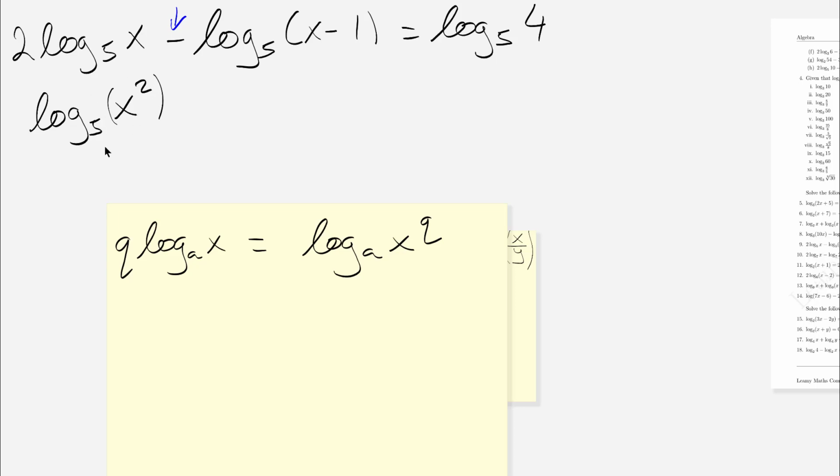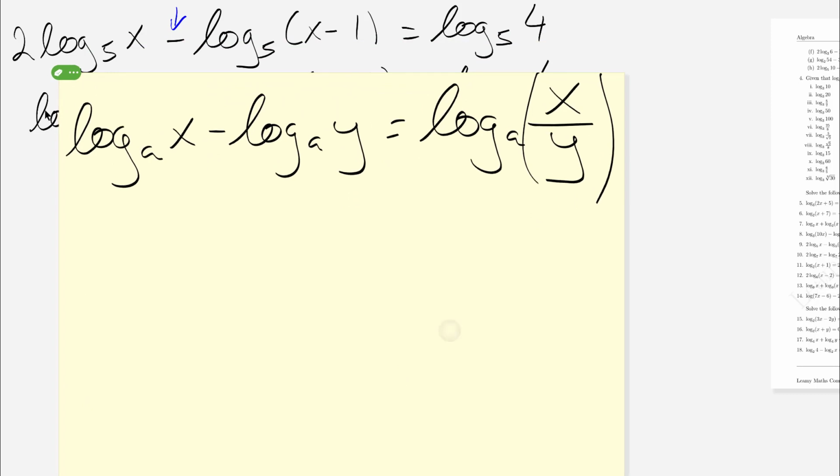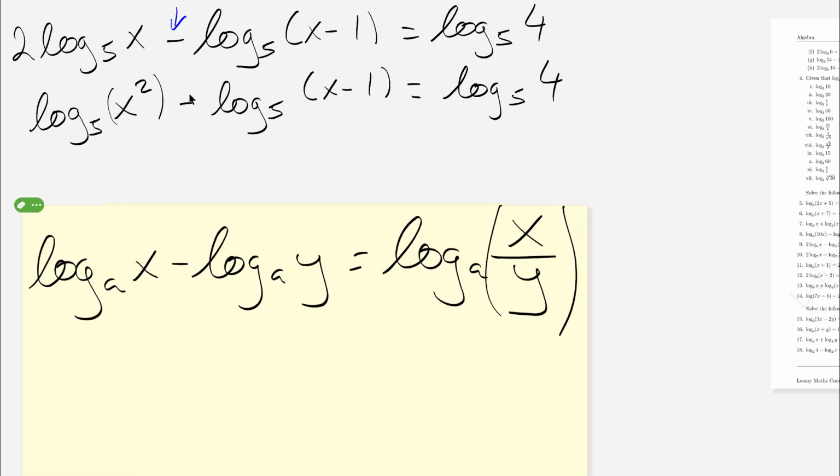It's just the x that's squared, and the rest of it will remain the same. Log to the base 5 of x minus 1 equals log to the base 5 of 4. So now that I've dealt with this number in front of the log, I can use this rule here, which tells me if I'm subtracting two separate logs, I divide their arguments, I divide what's inside them. And that's exactly what I'm going to do here.